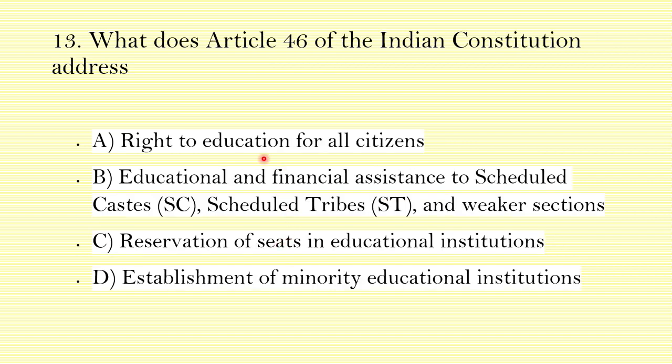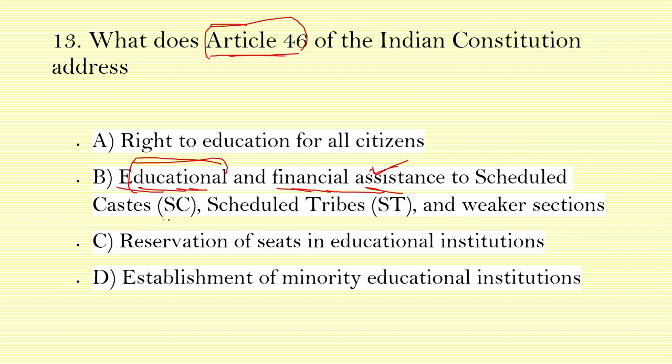Next question. What does Article 46 of the Indian Constitution say? Right to education for all citizens, or educational and financial assistance to scheduled castes, scheduled tribes, and weaker sections. Here the correct answer is B. Keep in mind that Article 46 says about two things: one is education, and the second is financial assistance. It explains both things.